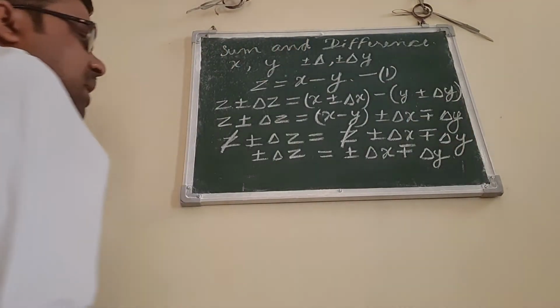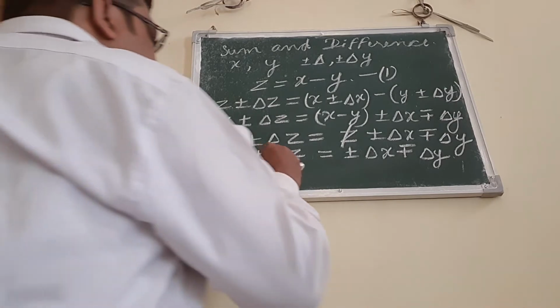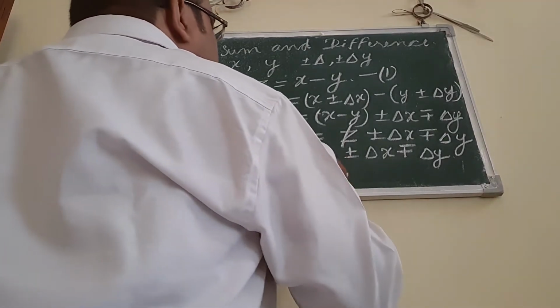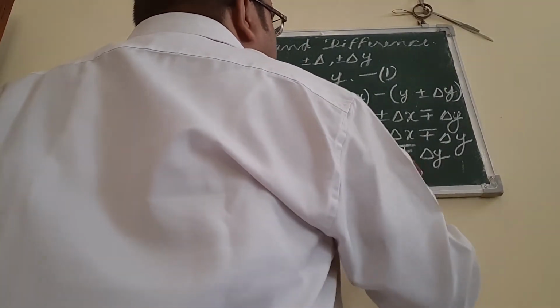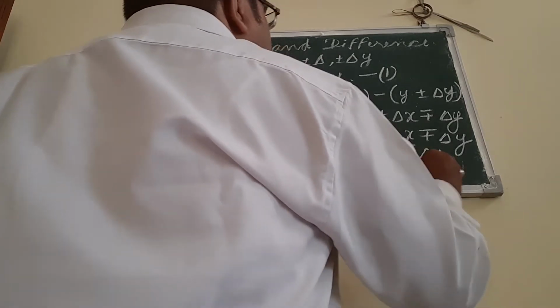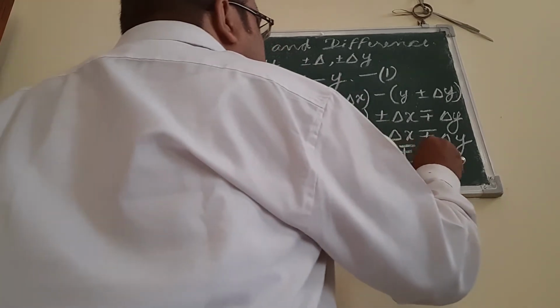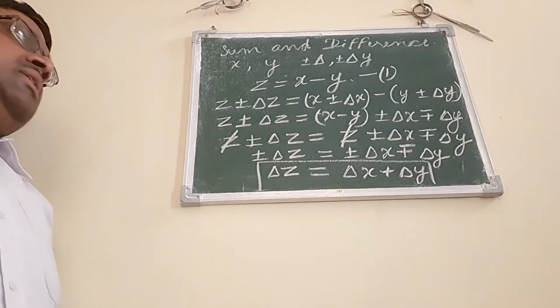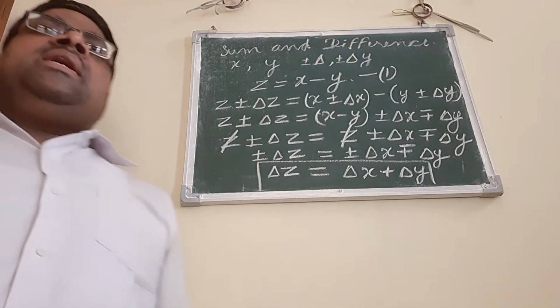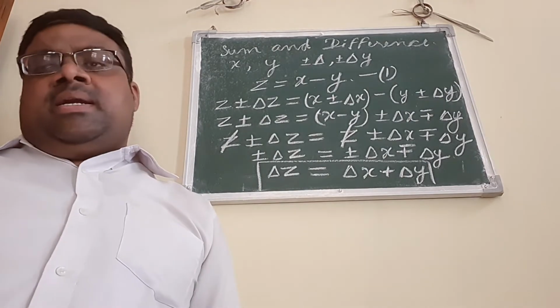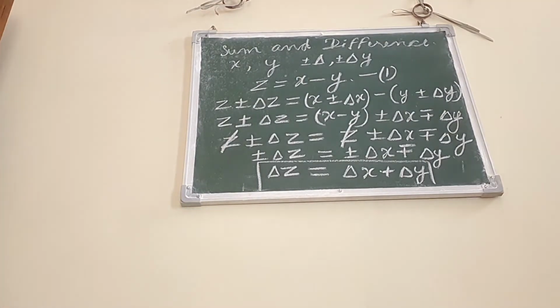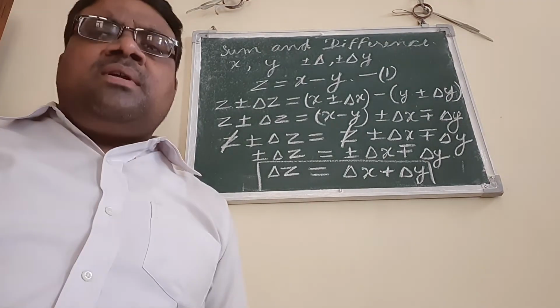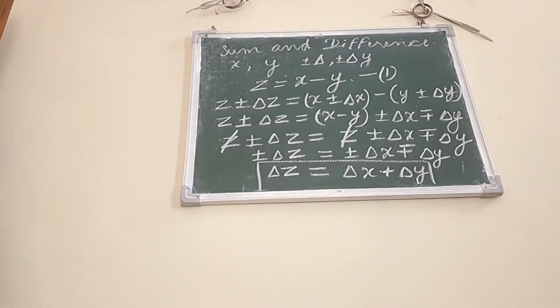For the maximum error, we are taking only the positive sign. So delta z becomes equal to delta x plus delta y. So this is our final expression or the formula. When the two quantities are subtracted, then also their errors will be added. So these are the formulas for the sum and difference.